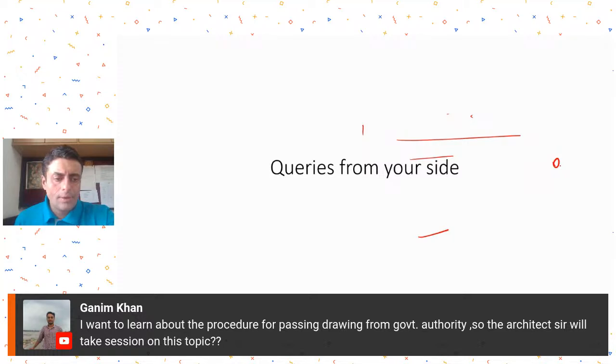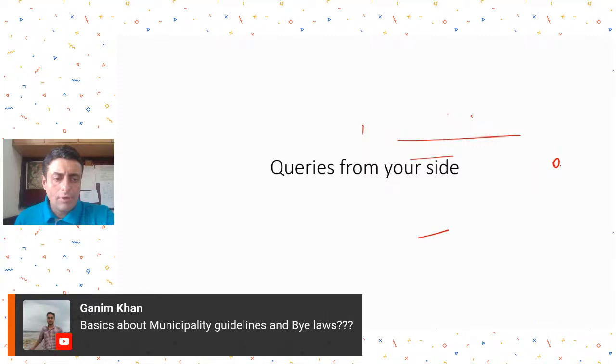Mr. Ganeem is asking, I want to learn about the procedure for passing drawings from government authority. So the architect will take a session on this topic that will cover the basics about municipality guidelines and bylaws. Yes, this is a good suggestion actually. We can ask the project architect, who will be taking some initial sessions, to cover a few things about the building bylaws and the municipal guidelines. These guidelines differ from place to place, so he can talk about the guidelines that prevail in the part where we live. All right.